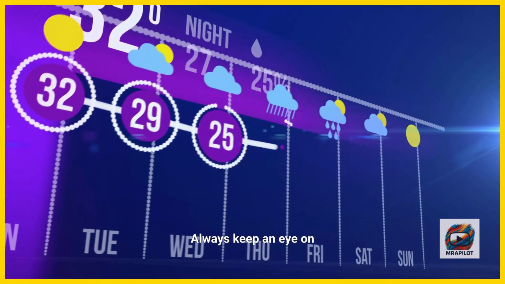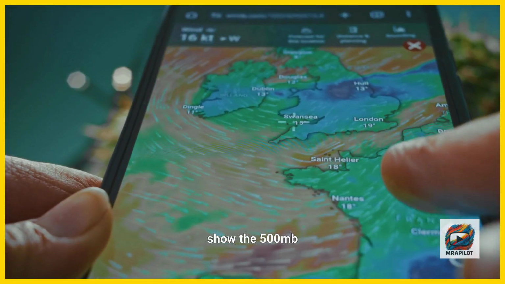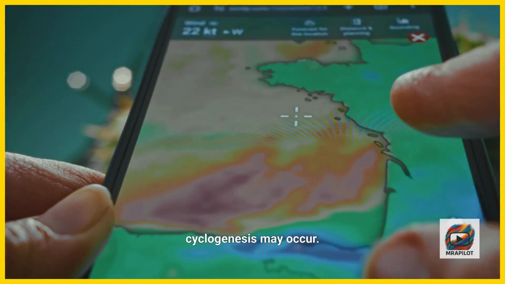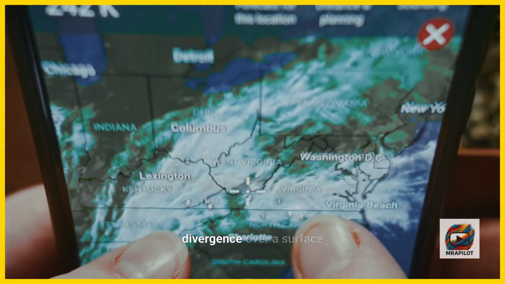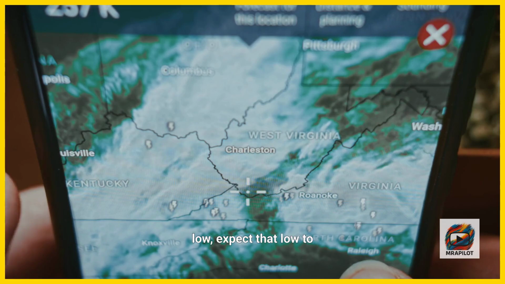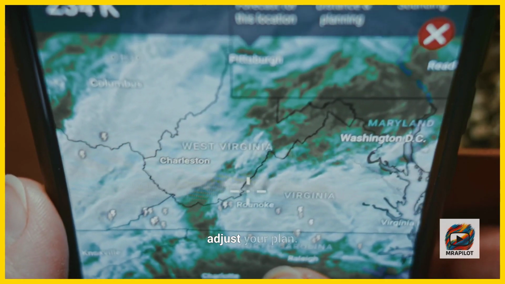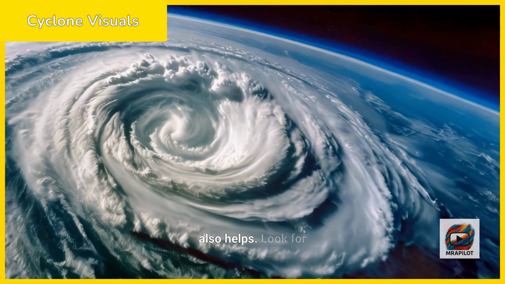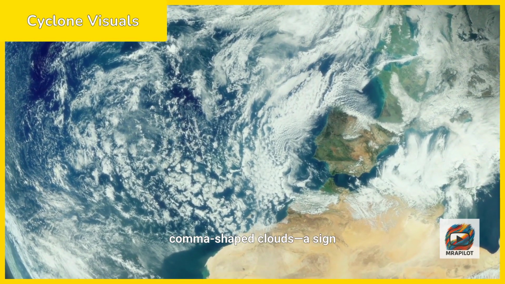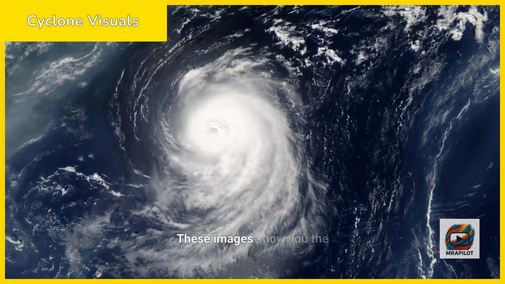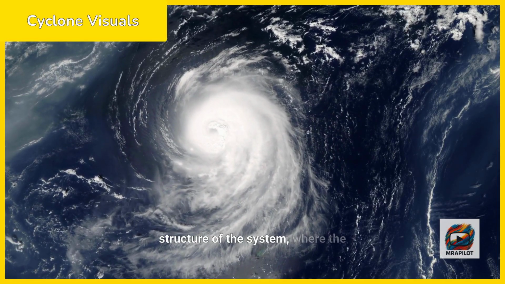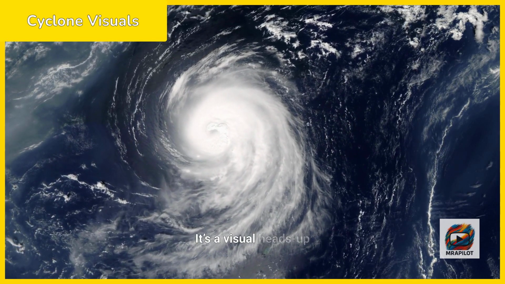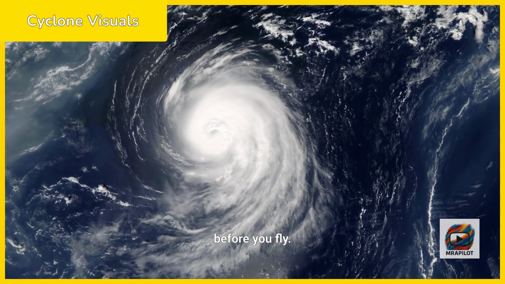Always keep an eye on upper air charts. These show the 500 MB level and help forecast where cyclogenesis may occur. If you see strong upper-level divergence over a surface low, expect that low to intensify. Time to adjust your plan. Satellite imagery also helps. Look for comma-shaped clouds, a sign of a mature cyclone. These images show you the structure of the system, where the fronts are located, and where the worst weather is concentrated. It's a visual heads-up before you fly.